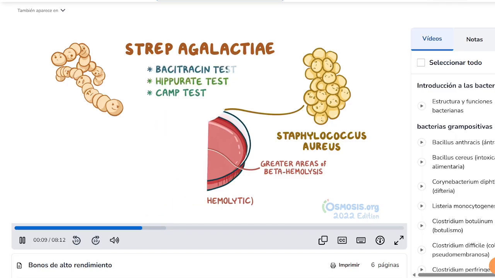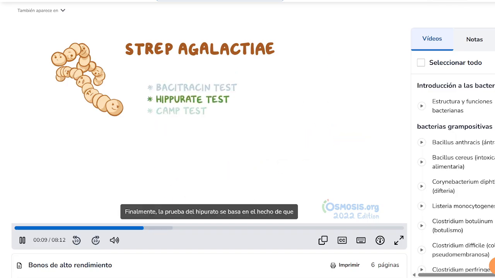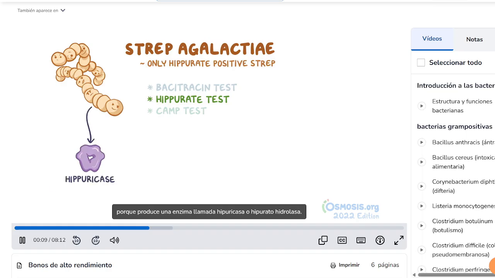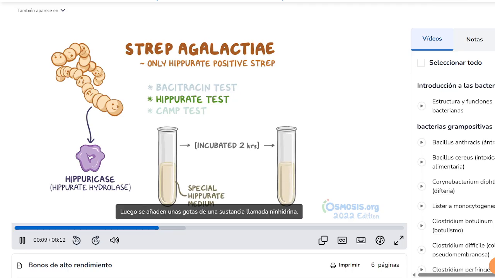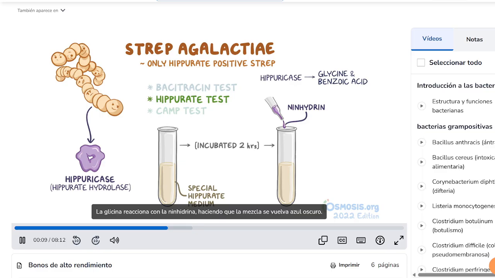Finally, the hippurate test is based on the fact that Strep agalactiae is the only hippurate positive strep, because it produces an enzyme called hippuricase or hippurate hydrolase. To test for this, a colony of bacteria is transferred from the culture to a test tube containing a special hippurate medium and incubated for 2 hours. Then a few drops of a substance called ninhydrin are added to the mix. With Strep agalactiae, hippuricase converts hippurate to glycine and benzoic acid, and glycine reacts with ninhydrin, making the mix turn deep blue or positive.